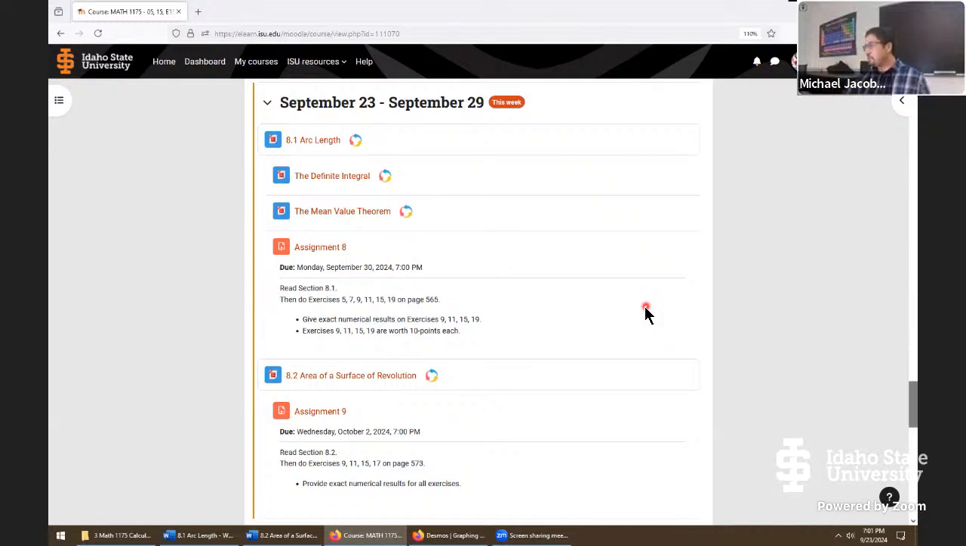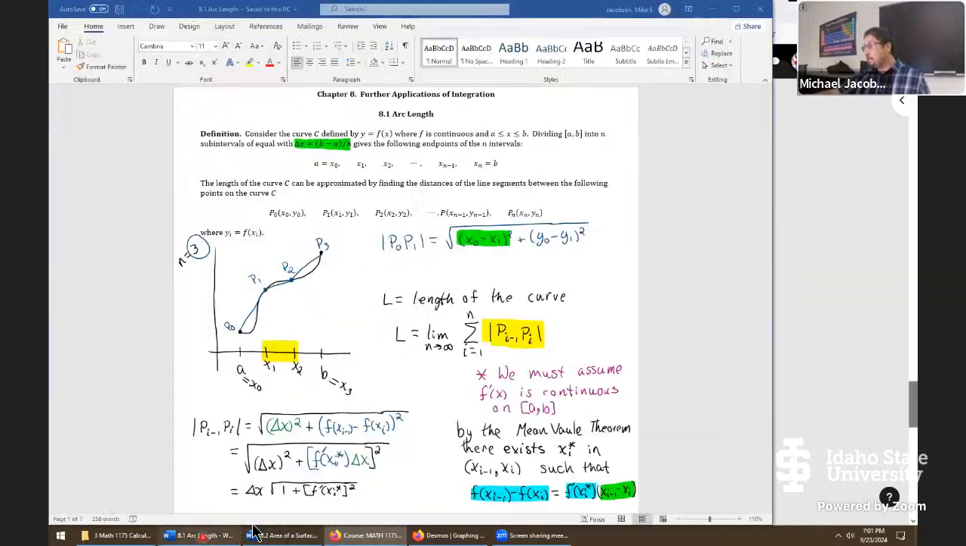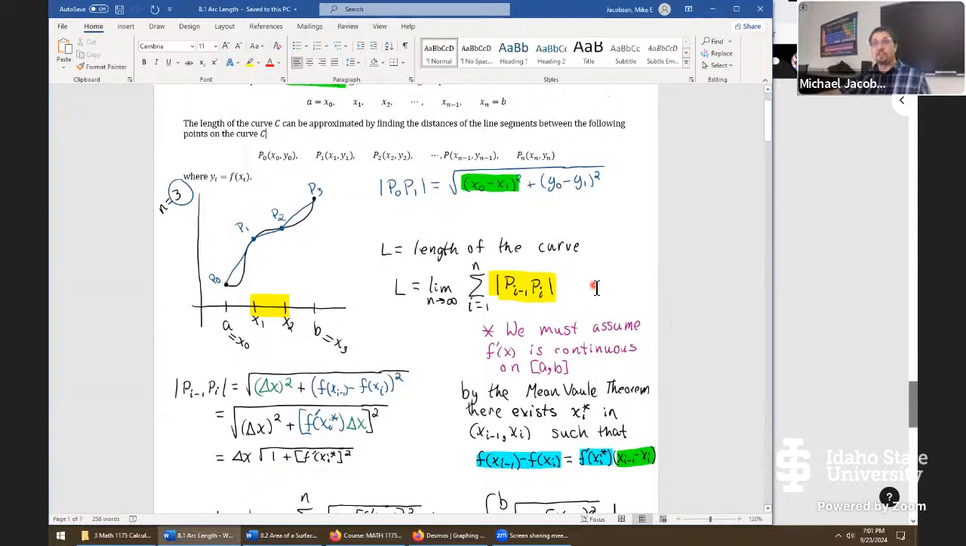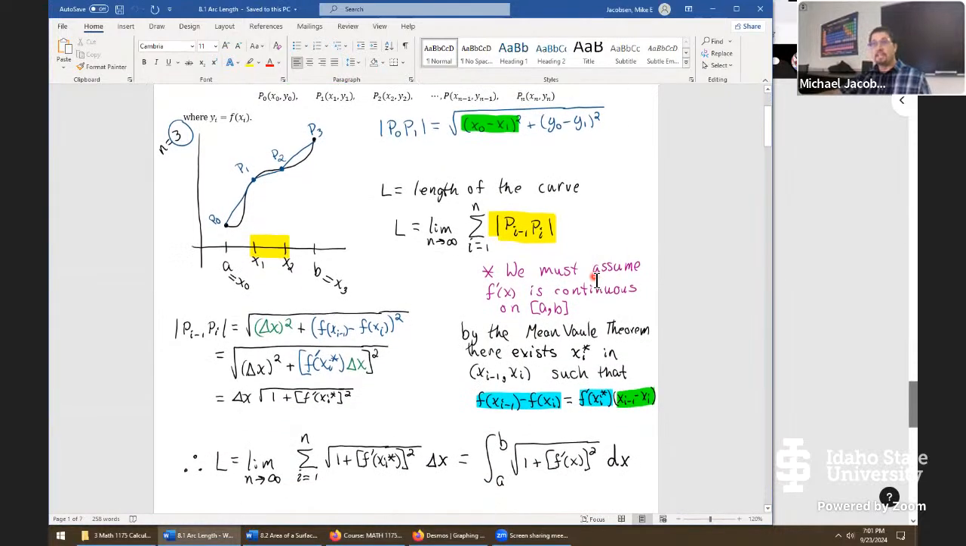Okay, well, let's get going. So section 8.1, we did the main problems, like the problems that you would be doing pretty much in the homework assignment. And what this section was really based on is, again, finding the length of a curve. Just a reminder of how all this goes down.